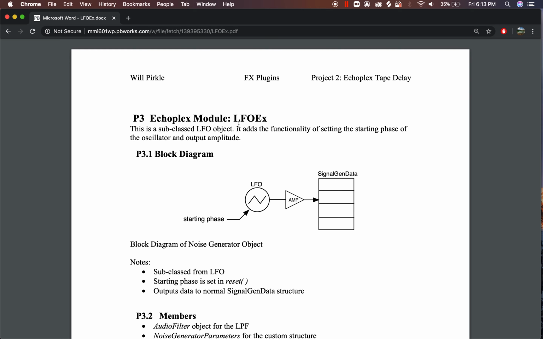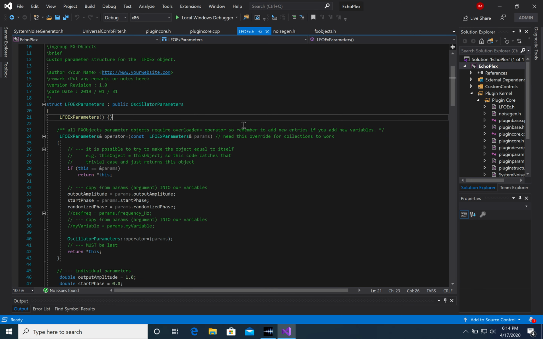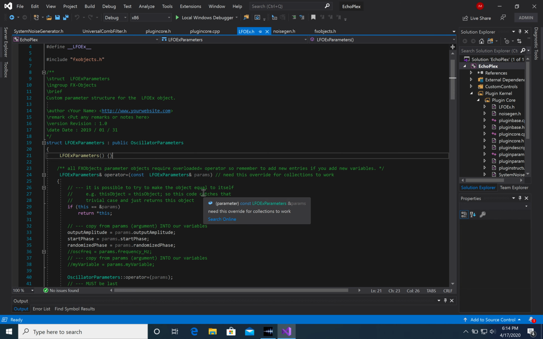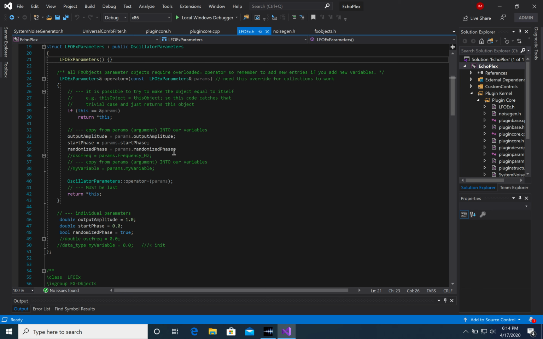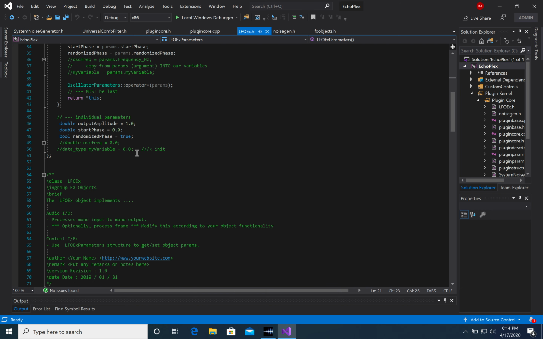inherits most of its functionality from the LFO object, as well as the oscillator parameters, which allows us to generate certain types of waveforms as well as the frequency of those waveforms. So real quick, just to go over this object, I have 4 knobs coming in that I'm using to adjust output amplitude, the starting phase of the signal, and the ability to have a randomized phase. And then what you don't see is the frequency of the oscillator, which is forwarded into oscillator parameters.